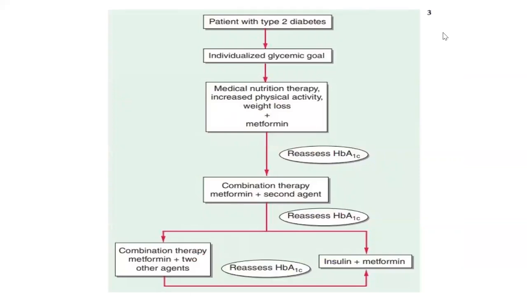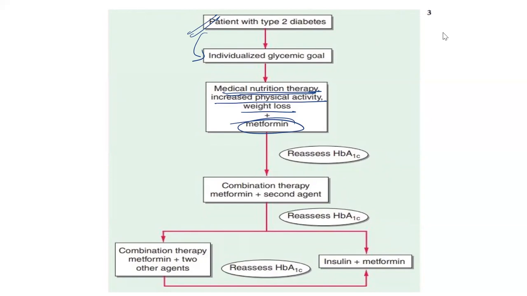Now, this is a flow chart showing how to proceed in a patient with type 2 diabetes mellitus. Suppose we have made a diagnosis of type 2 diabetes in a patient, then our next target is that we have to individualize the glycemic goal. We should know what our glycemic goal for this patient is. Then we'll start with medical nutritional therapy, increased physical activity, weight loss, plus first line OHA, that is metformin.